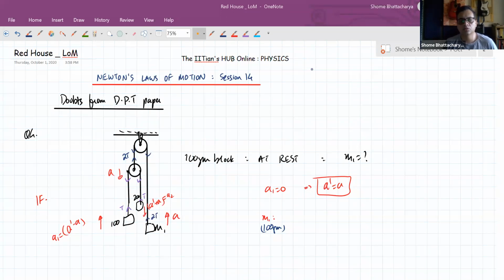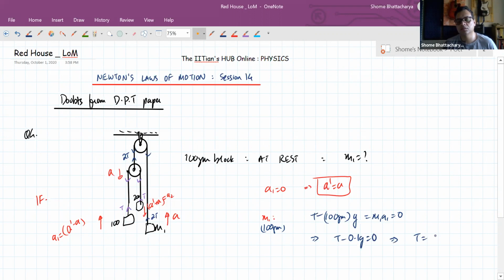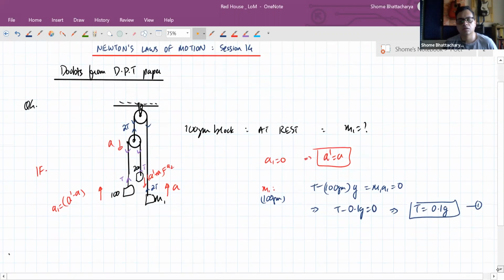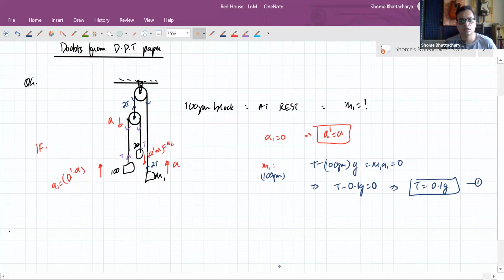So the condition for this is that T minus 100 grams into G should be equal to M1 A1, which should be 0. So T minus 0.1 G is 0. So the tension you are getting is 0.1 G. And that's your first equation.